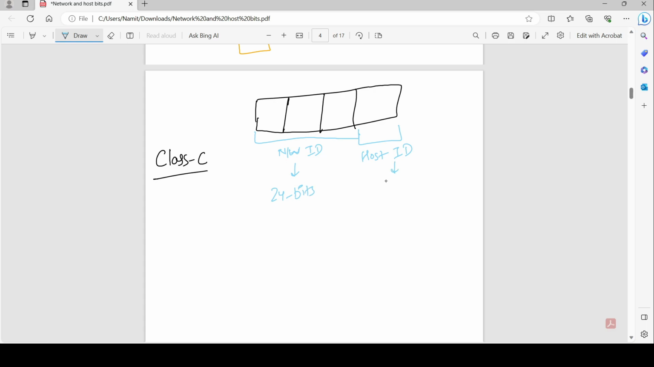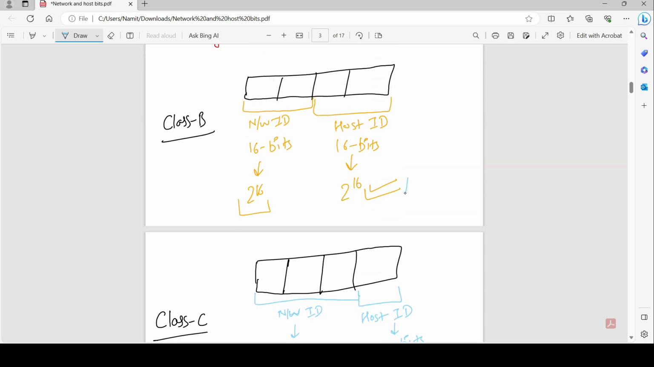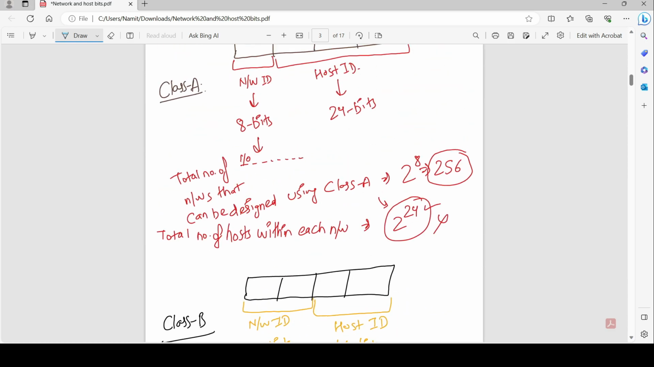and your host ID is of 8 bits, which means total number of networks that can be designed would be 2 raised to power 24, whereas total number of hosts that can be designed would be 2 raised to power 8 per network. So I'll write per network over here and I'll write per network over here, so that you guys are not confused and you are not going to blame me at the end.